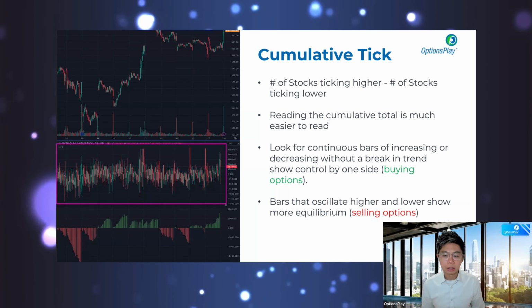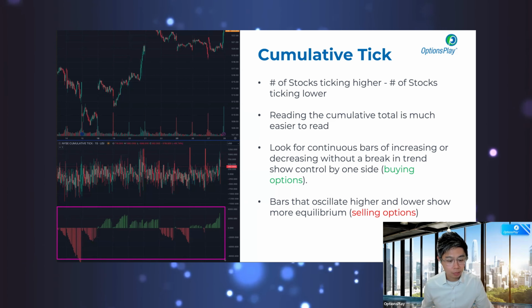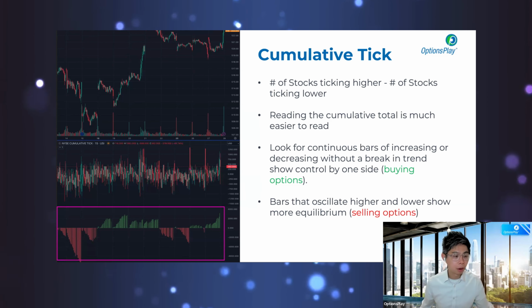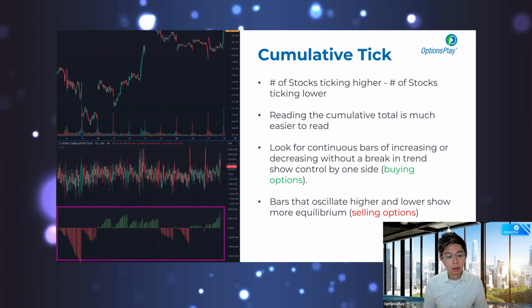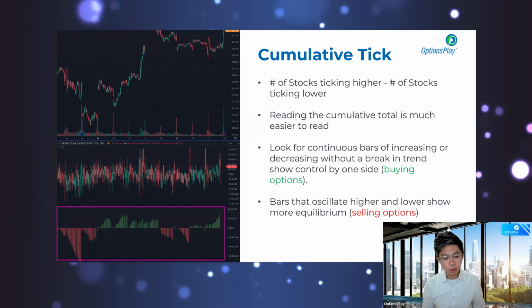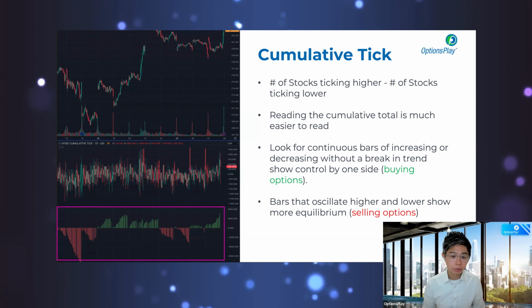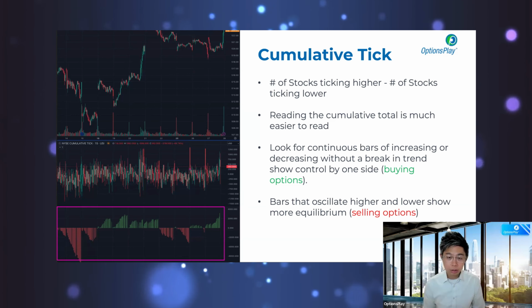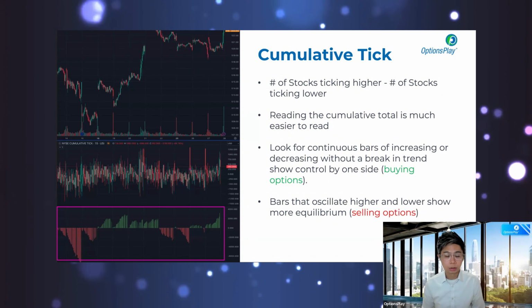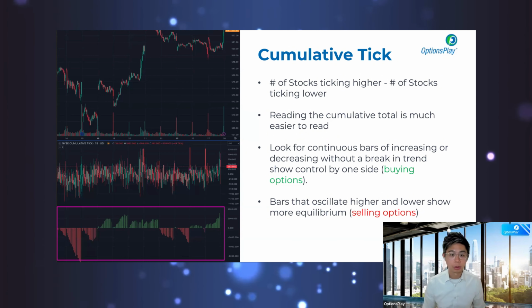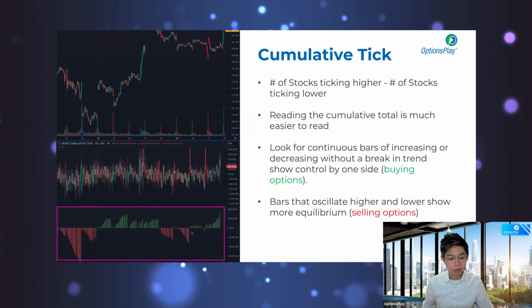So another way to read it is the cumulative total, which I find is much easier to read. That's what we have here on the bottom. What we're doing is basically after each 15-minute bar, you take the closing value of that cumulative tick, and within each session, you just add it up. So if you have more stocks that are ticking higher in this 15-minute candle, you take the value of that and you take the next 15 minutes. If more stocks are ticking higher, you add to it. If now there are more stocks that are ticking lower, you subtract from it. And what you're really looking at is how it progresses throughout the day.